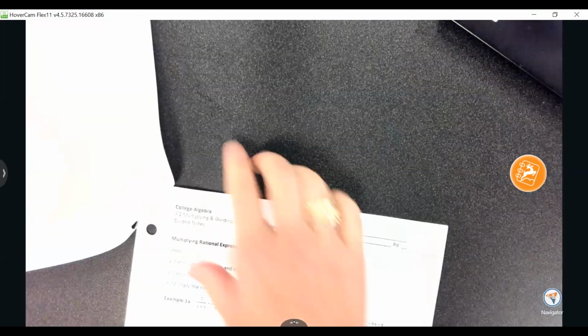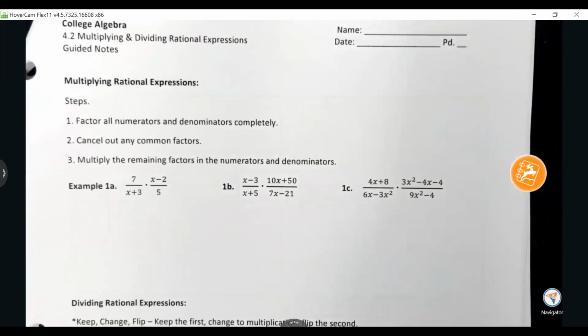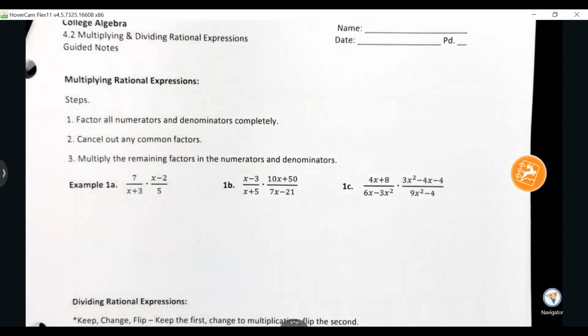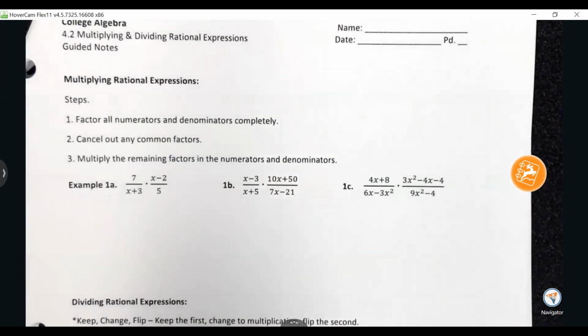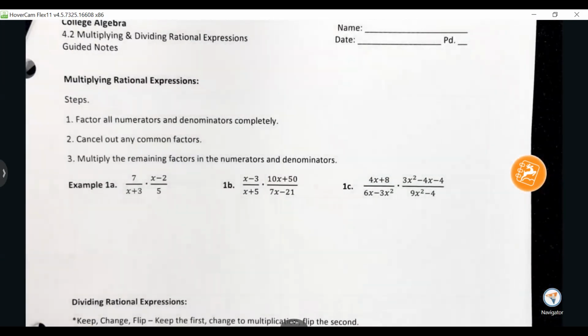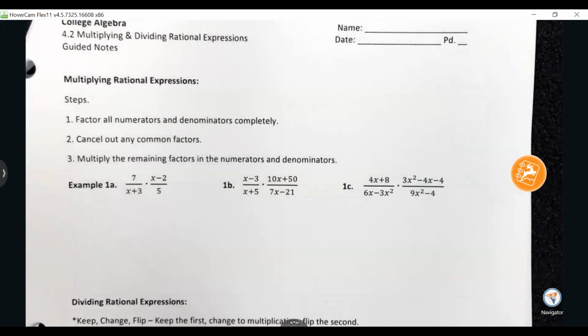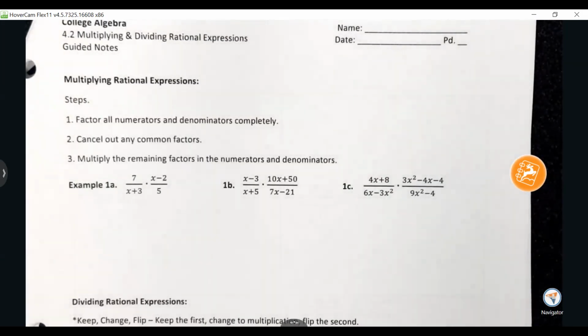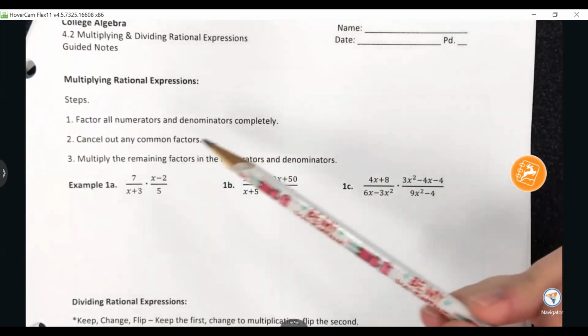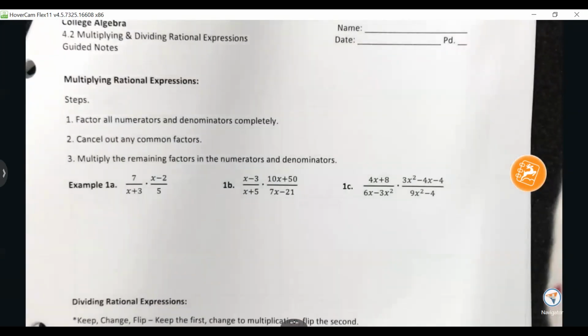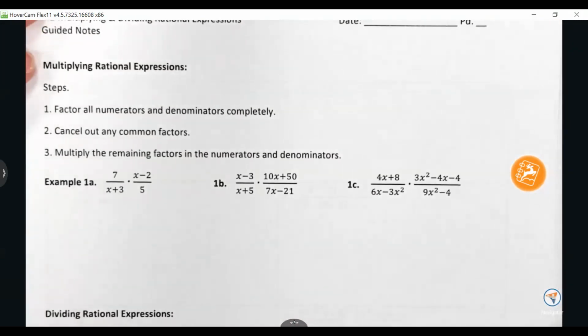We are on 4.2. So today we are multiplying and dividing. And if you can multiply, you can divide because in fractions, it's the exact same thing. So when we're multiplying, you have to factor completely. That's what topic 1 was, or 4.1.